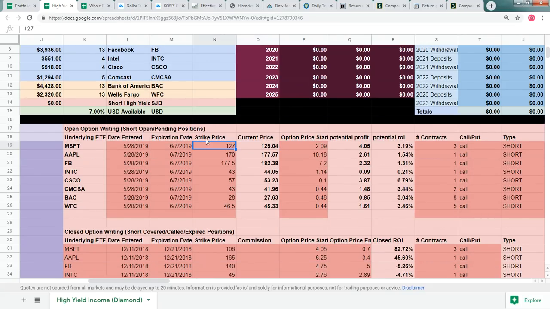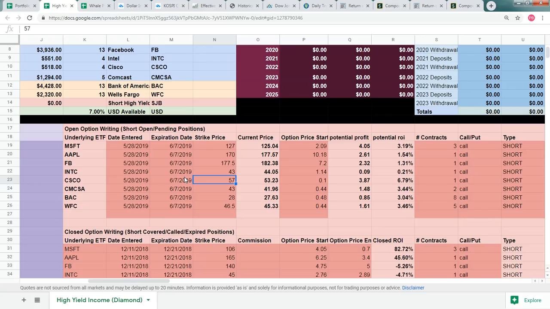And so we're protected to the level of each of these strikes. Microsoft, we're down $2, but we collected a $2 credit. So we're really even on that. If the market does rebound between now and Tuesday, this will work out perfectly. Apple, we're protected to 170, and it's currently trading at 177, so we're on track for the maximum potential return on that trade. Facebook has a $5 cushion, Intel a $1 cushion.